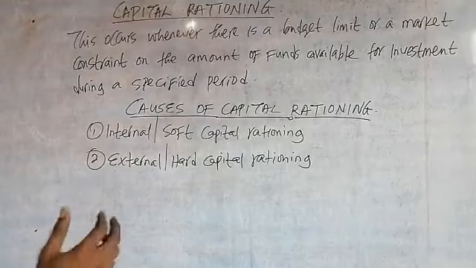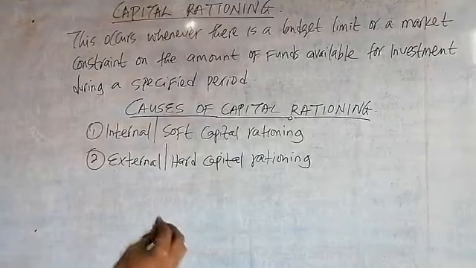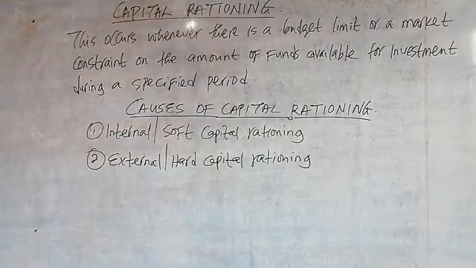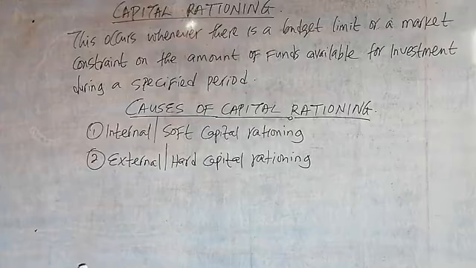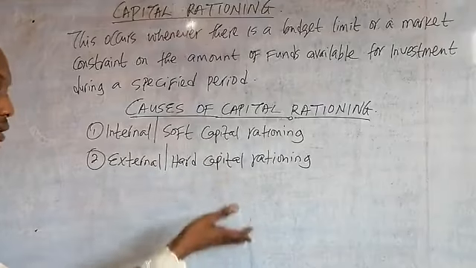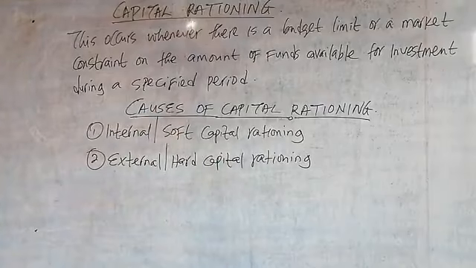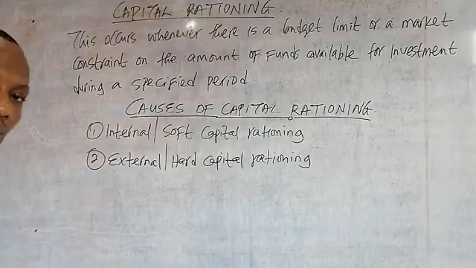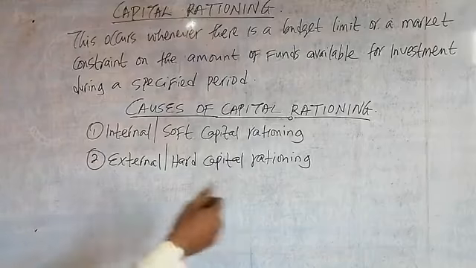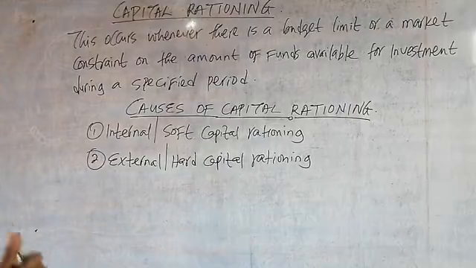By that, therefore, we call that situation rationing. We are rationing. You ration the little fund you have among various alternatives. So the alternative that gives the company the highest return, probably in terms of net present value or profitability index, we tend to take this fund first. We allocate fund to this investment that gives us the highest net present value.